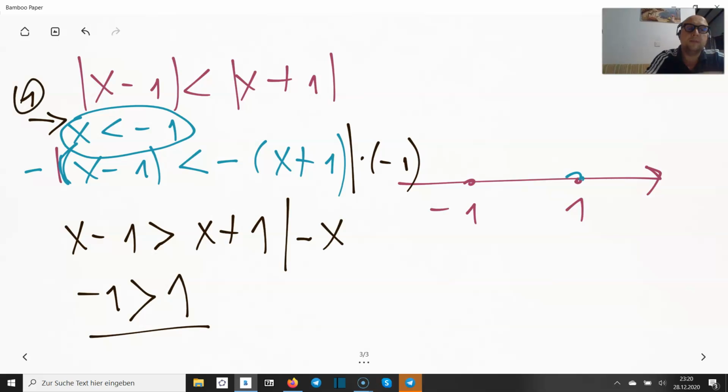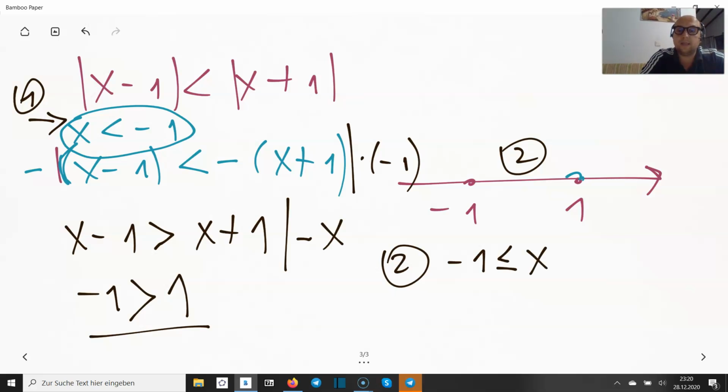This is case number 1. Case number 2, we're here. We're now taking minus 1, so we're minus 1 less or equal than x and strictly less than 1. So what is happening with the first absolute value if we're in this interval? So we are for sure negative. So we're having minus x minus 1 less than which value? Well, x plus 1 in this case is 0 or more, so we just have x plus 1.